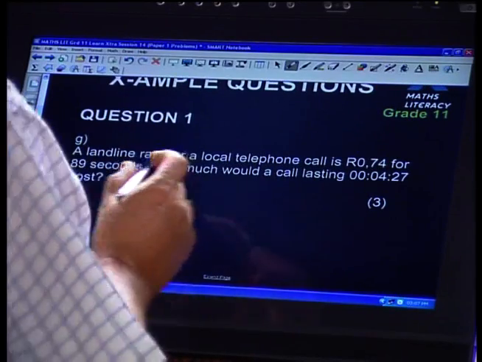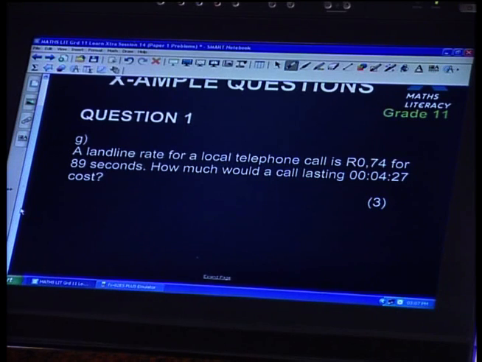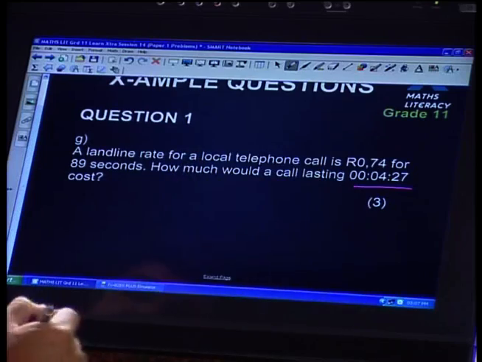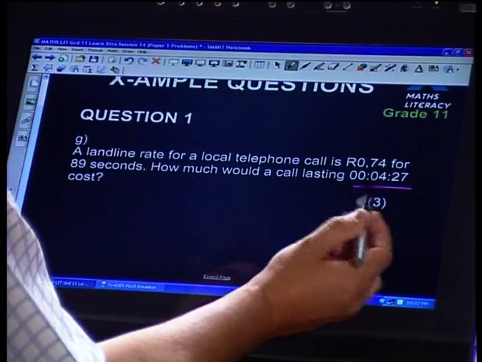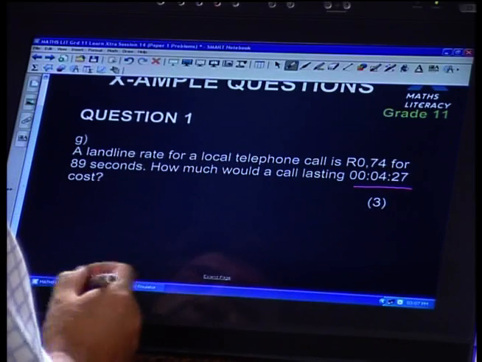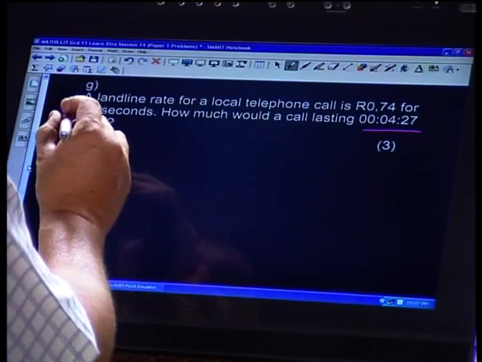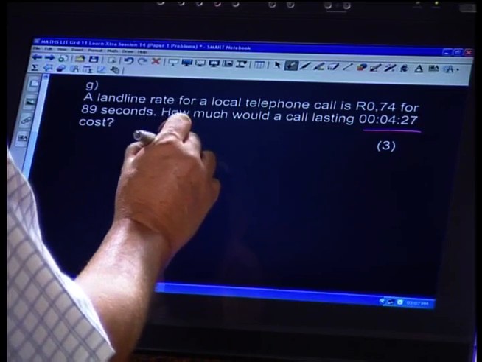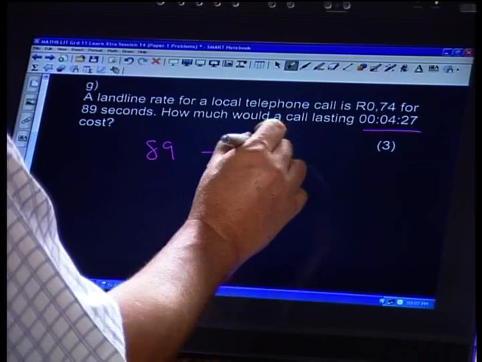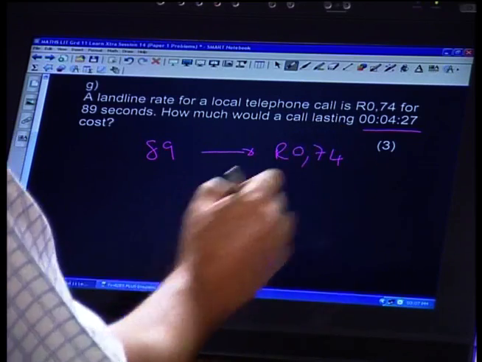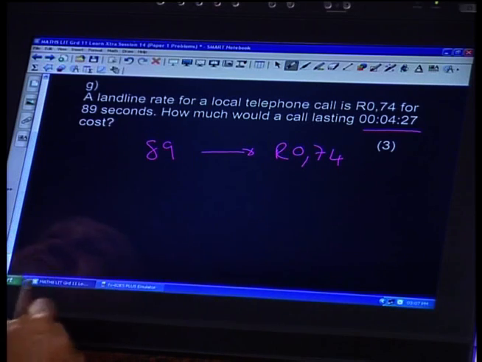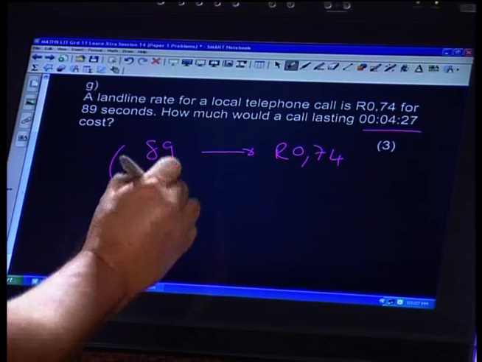A landline rate for a local telephone call is 74 cents for 89 seconds. How much would a call lasting, sure, this funny time, cost? Okay, now what is this time? This time is no hours, 4 minutes, 27 seconds. So let's do that. I know that 89 seconds cost me 0.74 Rand or 74 cents. So what will 1 second cost me?